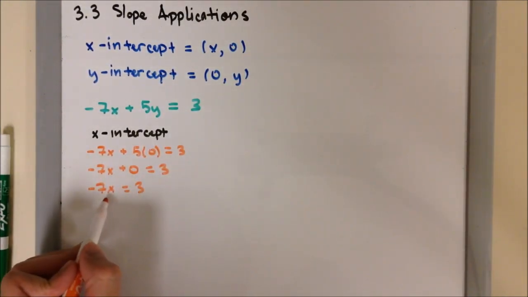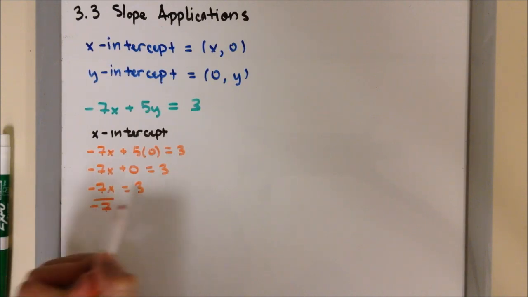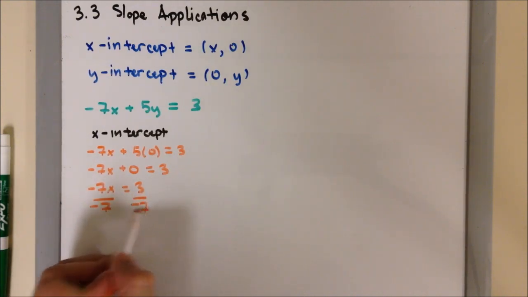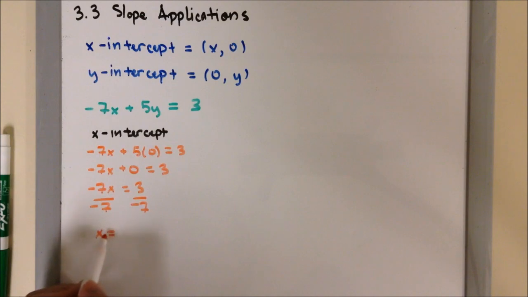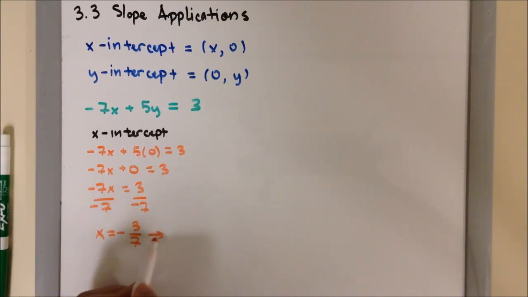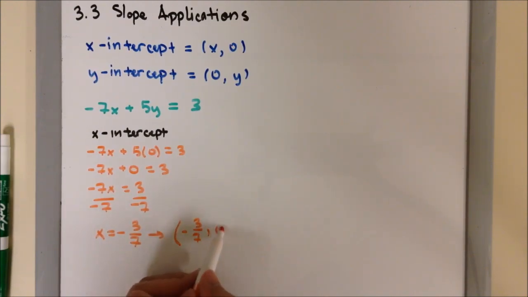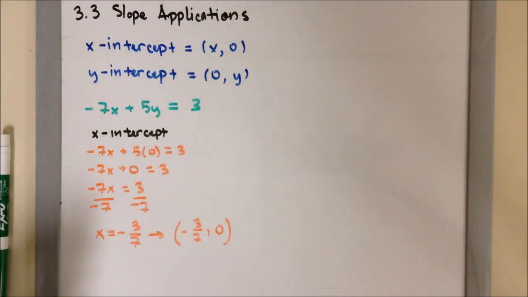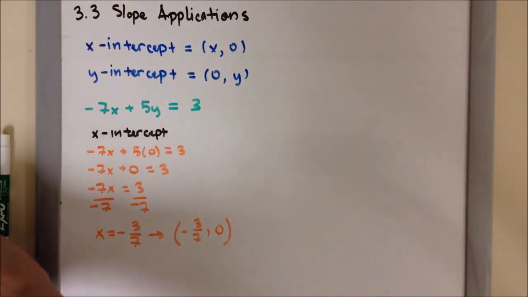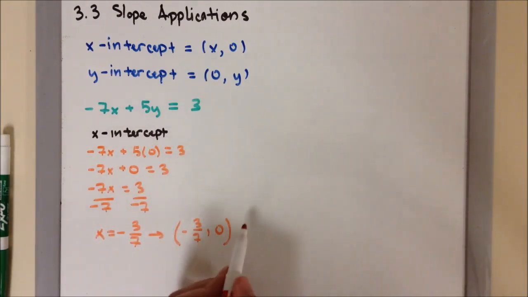So I'm going to divide both sides by negative 7 to solve for x. So my x value will equal negative 3 over 7. So therefore my coordinate will be negative 3 over 7, comma 0 for my x-intercept. And that will be my final answer.